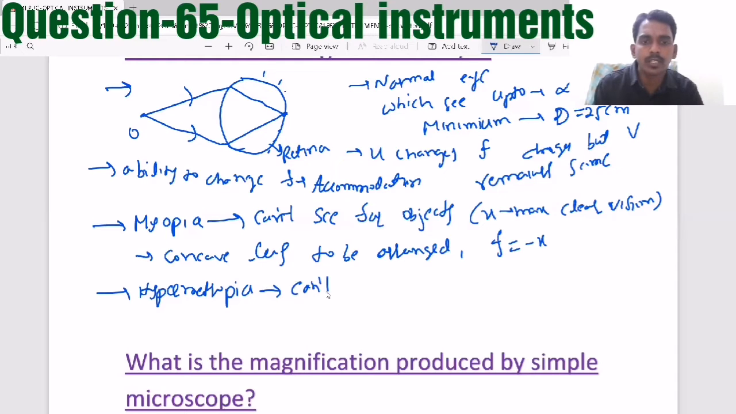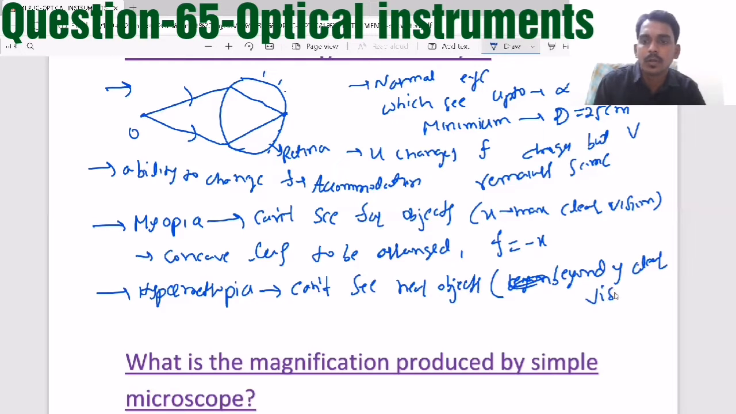So then he can see the object clearly. And hypermetropia means he can't see near objects. Beyond some distance Y he has clear vision, but below some particular distance, like the least distance of distinct vision, 25, below 25 we cannot see clearly. It varies for every person, like 100 centimeter or 200 centimeter. So that is called hypermetropia.